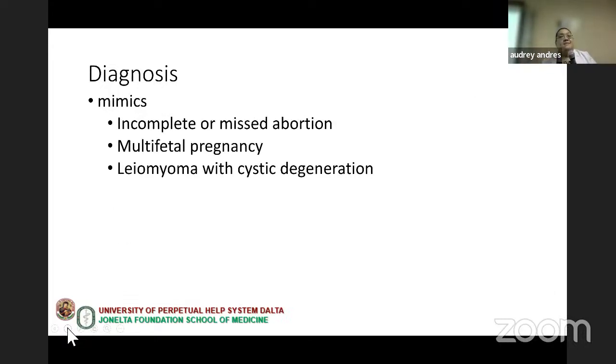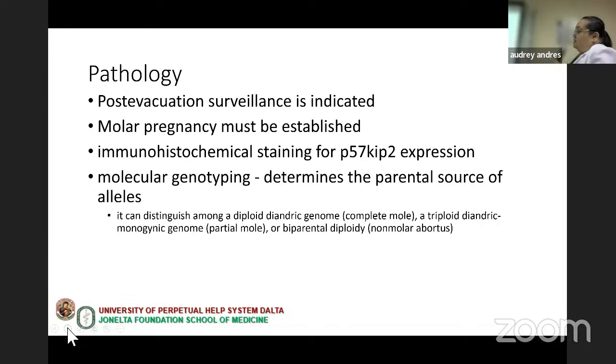What does it mimic? Vaginal bleeding: think of incomplete or missed abortion. Enlarged uterus: think of multifetal pregnancy. Enlarged abdomen: think of myoma with cystic degeneration. So these are differentials that you have to consider in each of these patients.